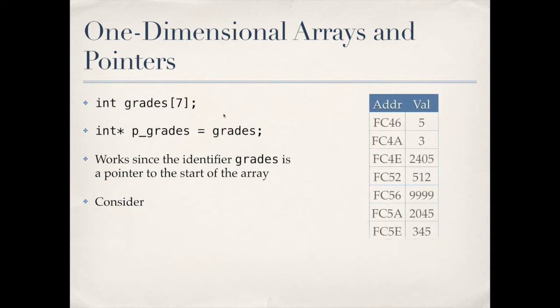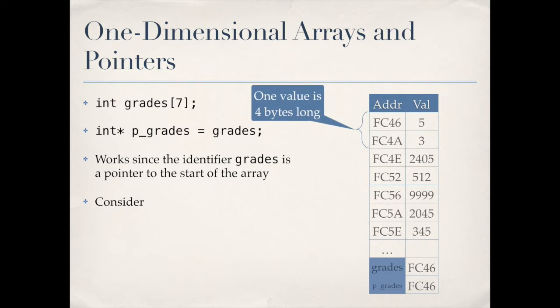Okay, now let's consider the following situation. For the next time we look into our memory, and the memory is illustrated as here. We have some addresses, just some values out of the memory, and you've seen we start here with FC46, and we continue with FC4A. The question is how come? Because normally we would have FC47 and so on.